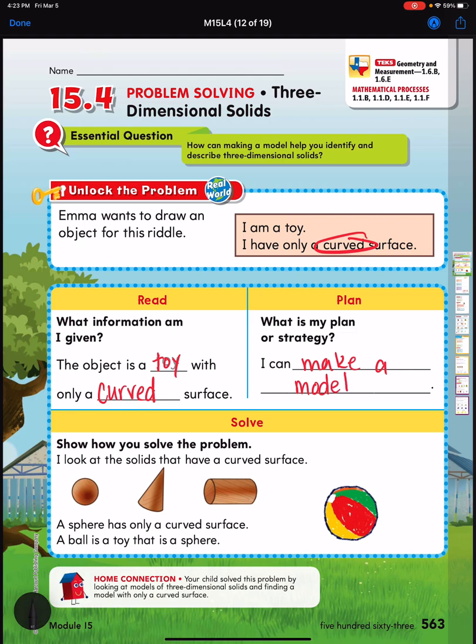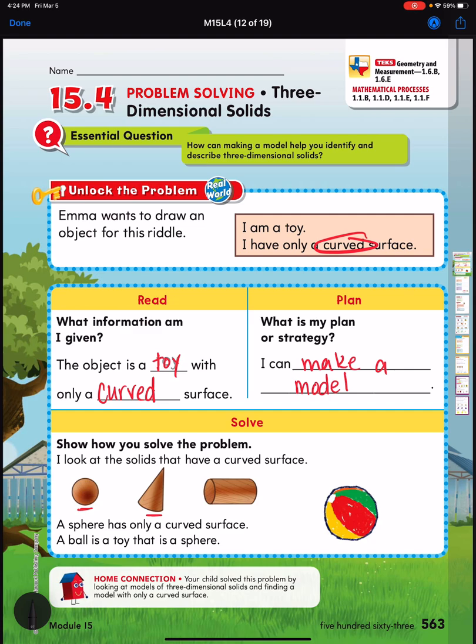Remember, at any point you need to pause my video, I want you to do that. Solve. Show how you solve the problem. I look at the solids that have a curved surface. A sphere, that's this one, has only a curved surface. A ball is a toy that's a sphere. And look at this one, a cone. A cone has a curved surface, but it also has a flat surface.